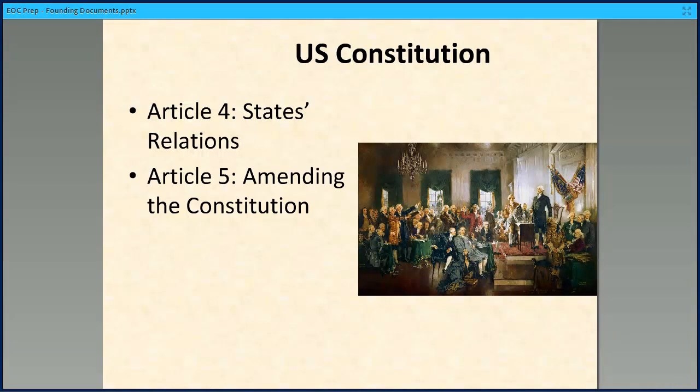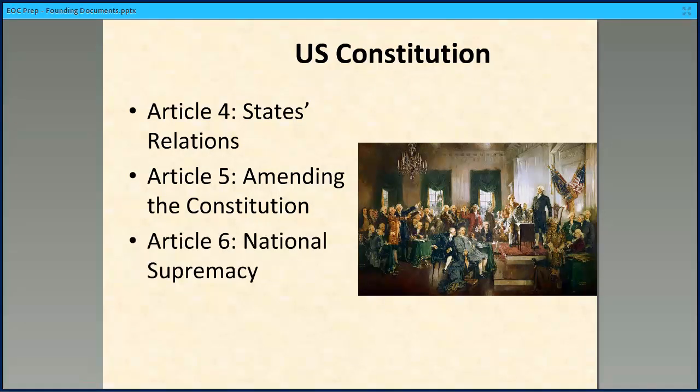Article 5, pretty straightforward there. That is just spelling out how to amend the Constitution. Just a reminder there, you need to get 2/3 of both houses to agree to pass an amendment, and even after that happens, it's still not a formal amendment to the Constitution. After that point, you still have to get 3/4 of the states to sign off on it. So Article 5 spells out how to amend the Constitution.